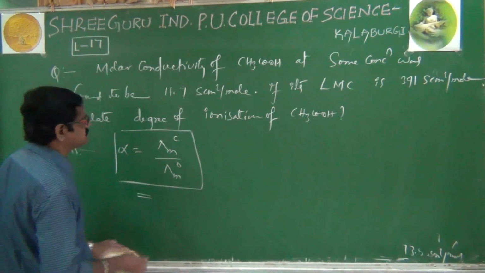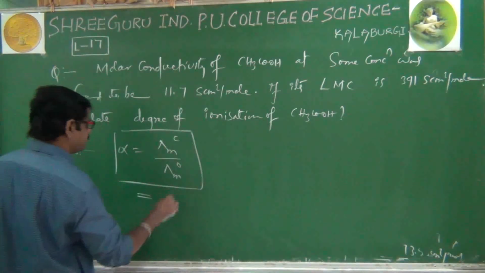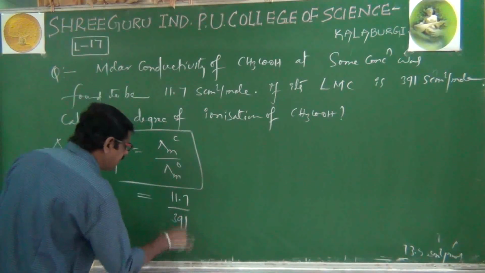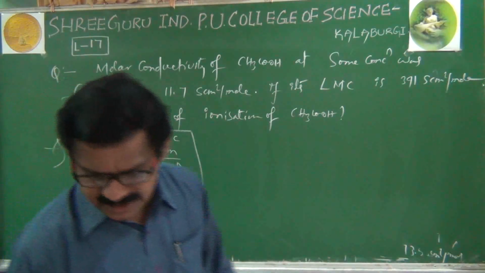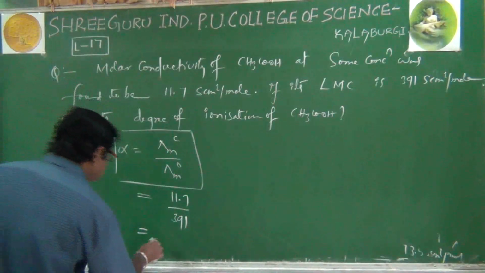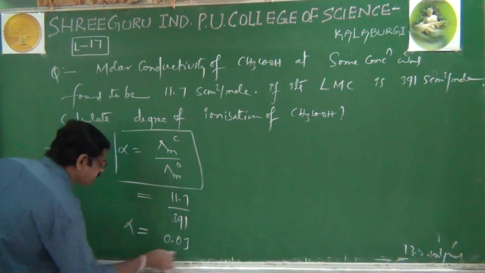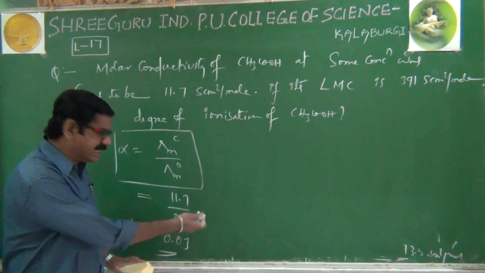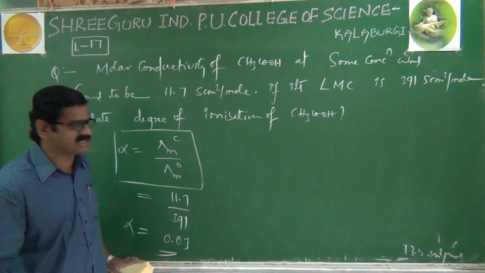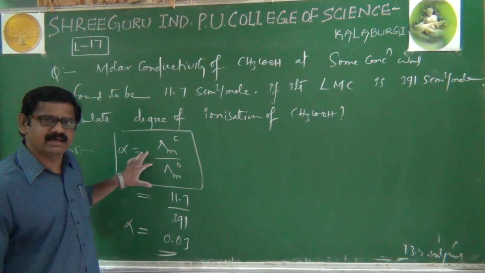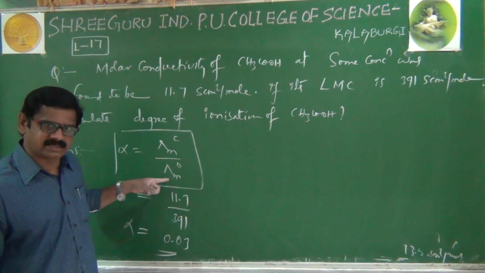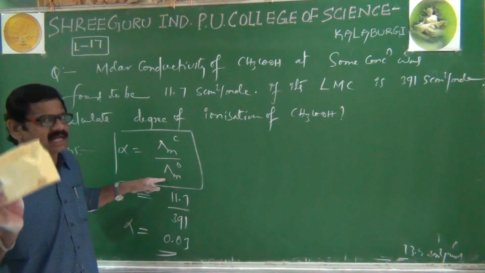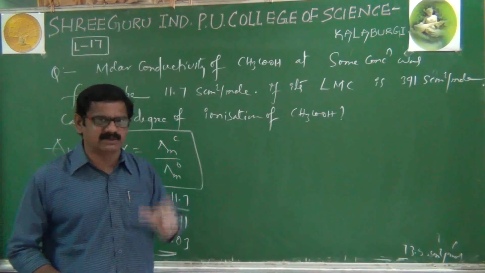Therefore, we will just substitute the values. Lambda MC value is 11.7 divided by limiting molar conductivity value 391, and if you do the simplification, you will get 0.03. This is the alpha value. And of course, if you want to calculate the percentage of alpha, it is nothing but multiplying by 100. If you do, you will get 3%. That's it. It is a direct formula: lambda mc by lambda m naught. Molar conductance at a given concentration divided by molar conductance at zero concentration, nothing but infinite dilution. That's it.